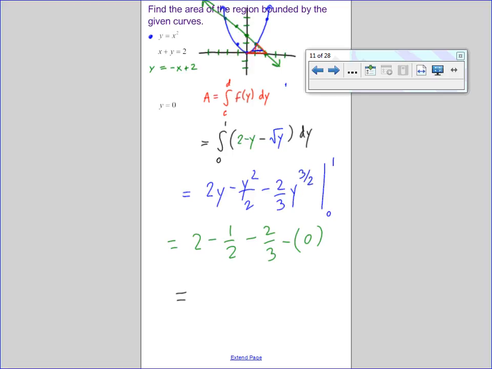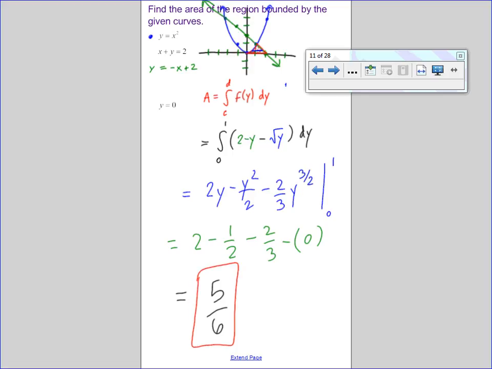So this is 12/6. Yeah, 12/6, take away 3/6 is 9/6, take away 4/6 is 5/6. Is anybody else getting 5/6? Yeah, Danny. Danny got it, that's good enough for me.